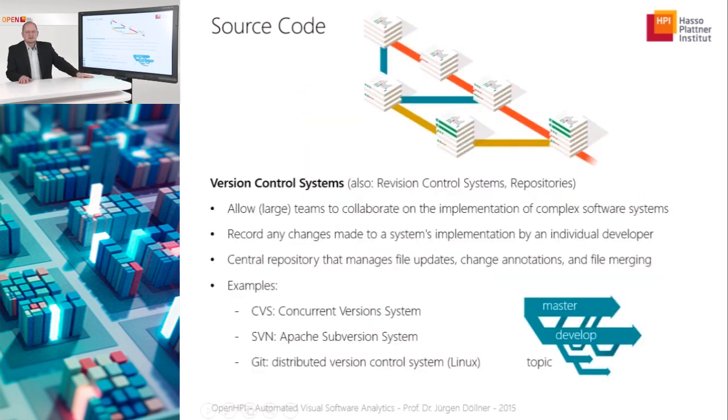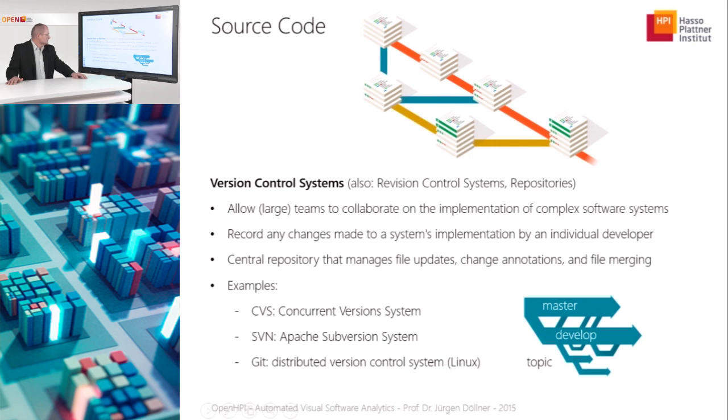Source code is also related to corresponding management tools such as version control systems. They are also called revision control systems or repositories. They allow especially large teams to collaborate on the implementation of complex software systems. They represent a central base where source code is stored and where source code variants are held. They record any changes made to a system's implementation by any individual team member.